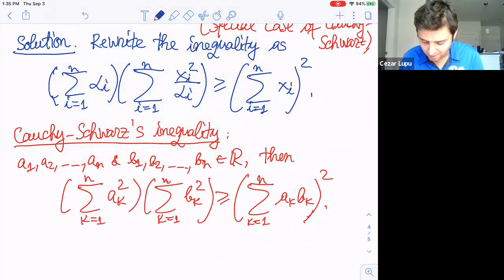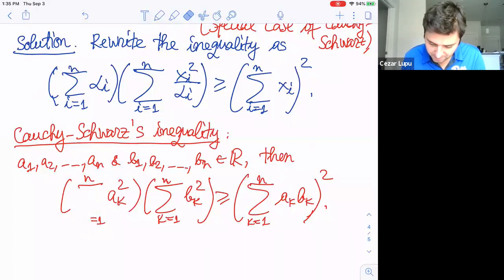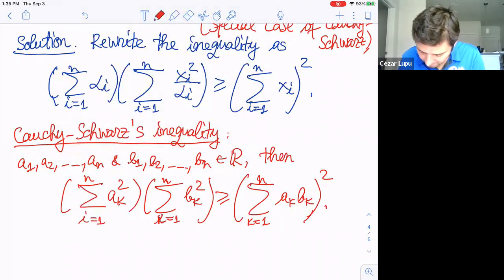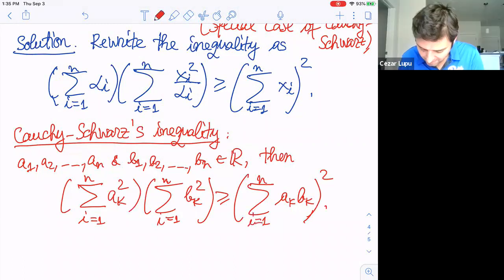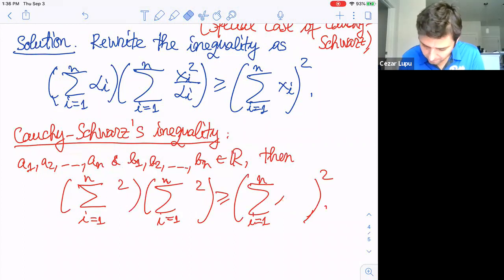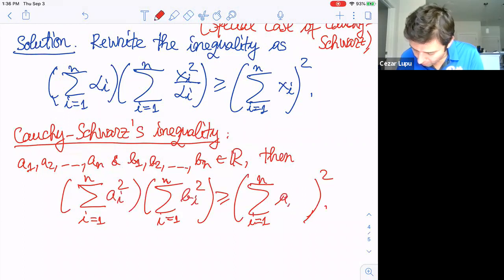Okay, let me just stick to the notes. I changed it. Give me one second. So here it's I, and here it's I, not K. Again: AI squared, BI squared, AI, BI.